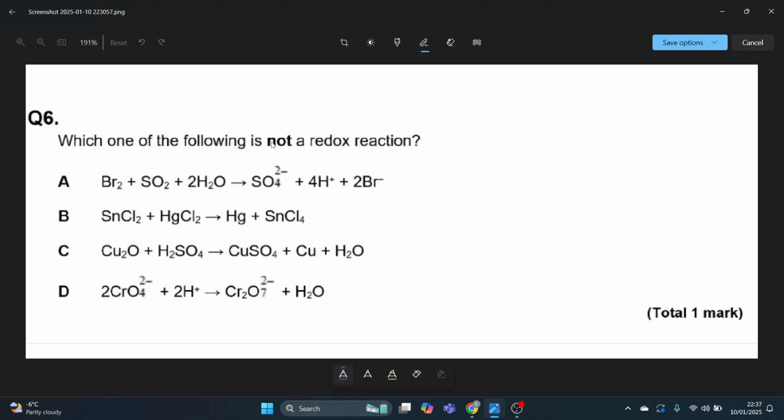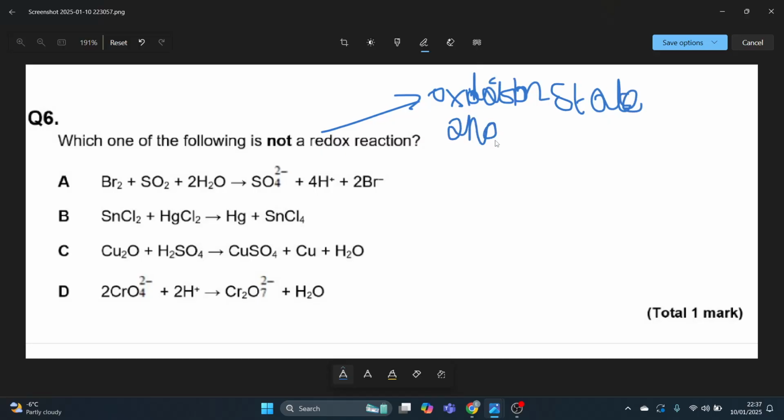Which one of the following is not a redox reaction? Redox reaction is when oxidation and reduction happen at the same time. So in this case, we've got bromine Br 0, SO2. Yeah, let's look at sulfur. Okay, so we've gone from 0 to -1 because we don't really care about this 2 or this 4 oxidation state.